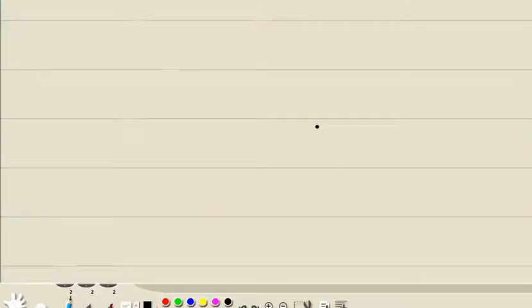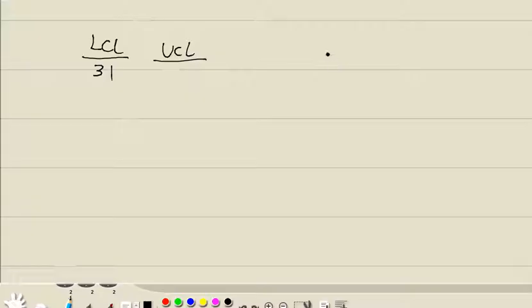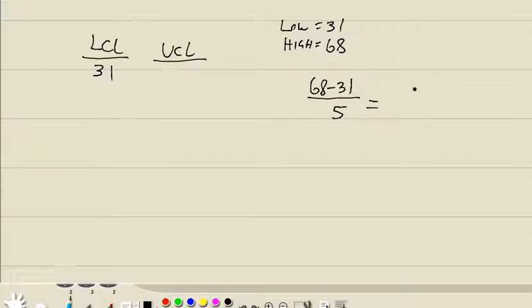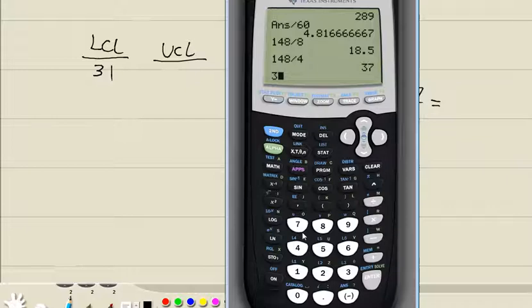Let's see, low value is 31. And high value is 68. So high is 68, low is 31. Well, if I subtract those, 68 minus 31, and then I divide by how many classes I'm going to have, which is 5. Okay, that gives us 37 divided by 5. And there we go, very good decimals. 37 divided by 5 gives us 7.4.